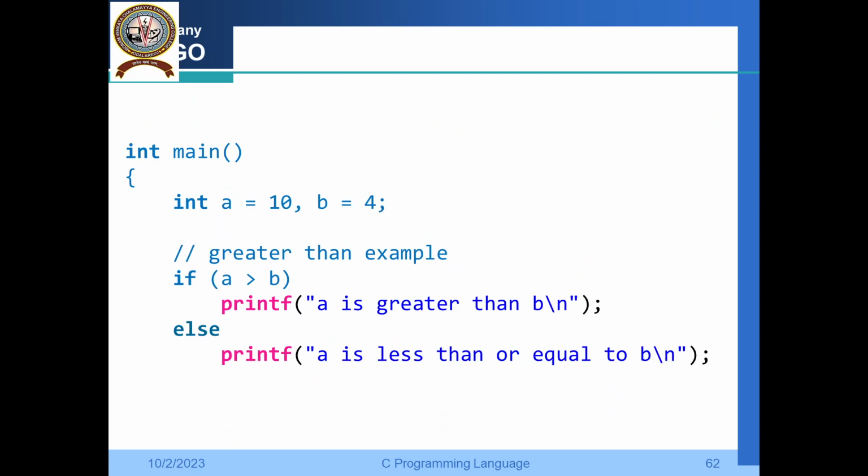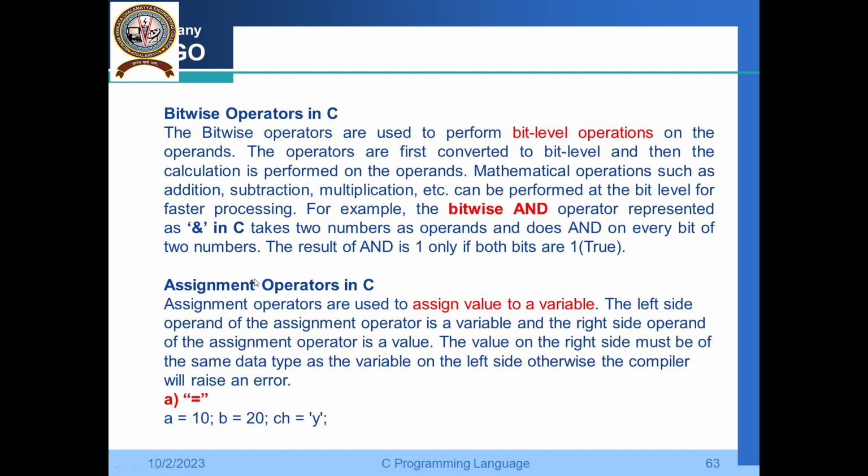So we take a small example here. Let us define int main, and integer a is equal to 10 and b is equal to 4. So if a greater than b, print a is greater than b. So this is a comparison. If a is greater than b, then a is the greater number, else print a is the smaller number. So this is the way we can use these types of operators, greater than, less than, all things you can use here.